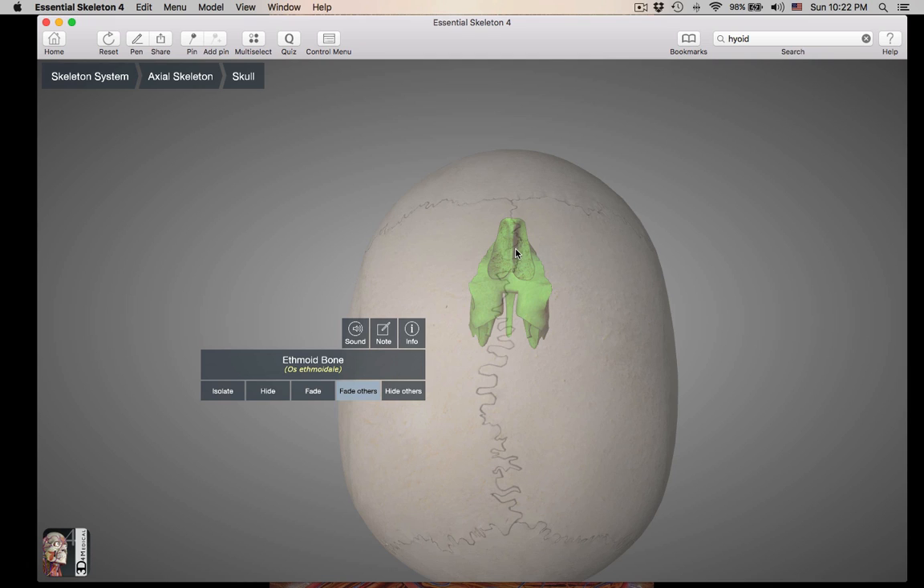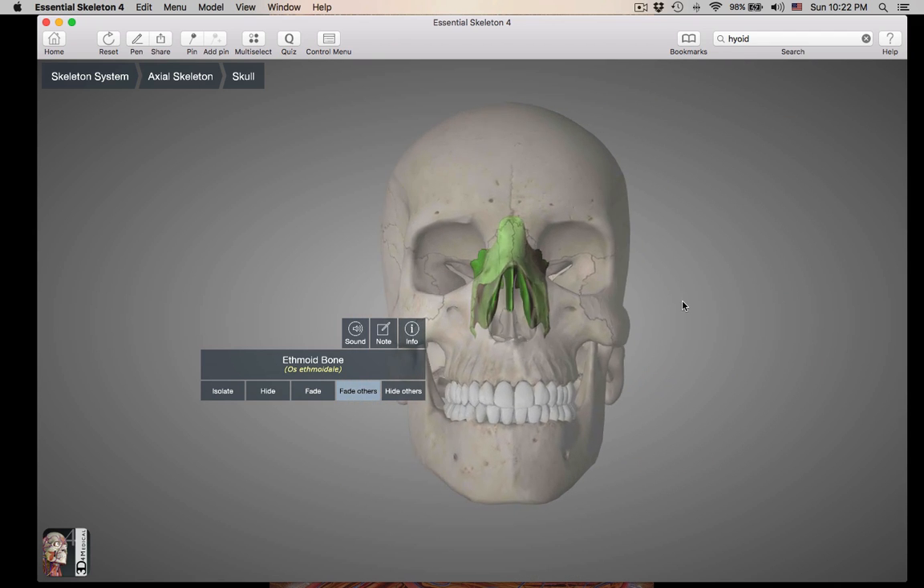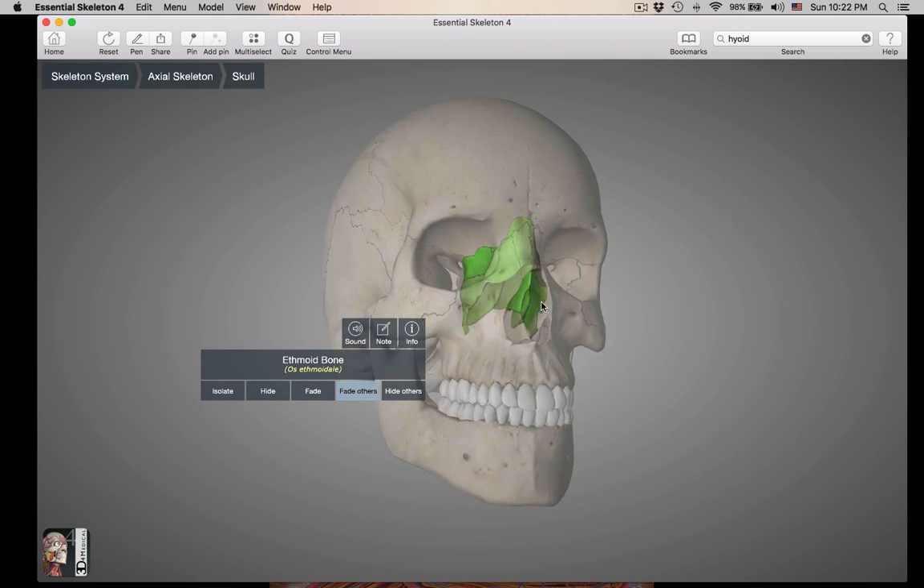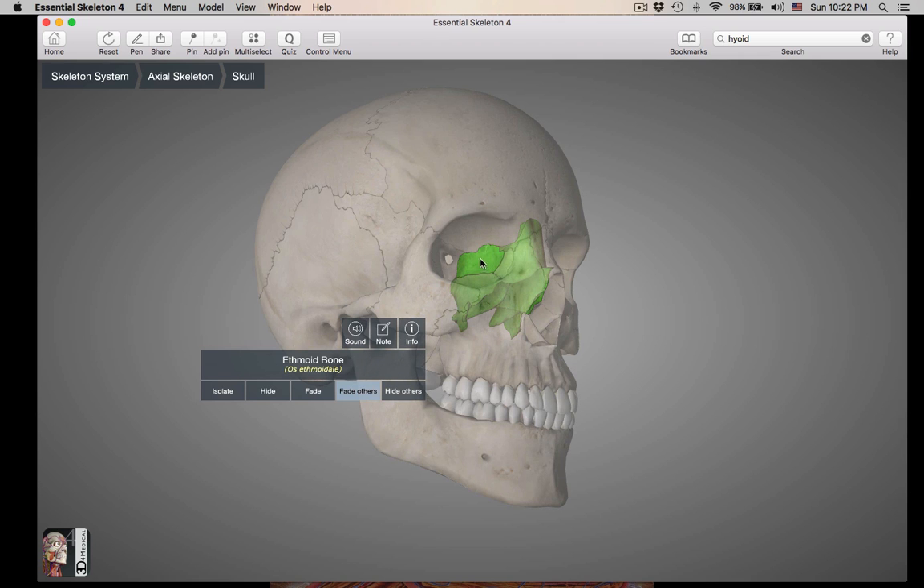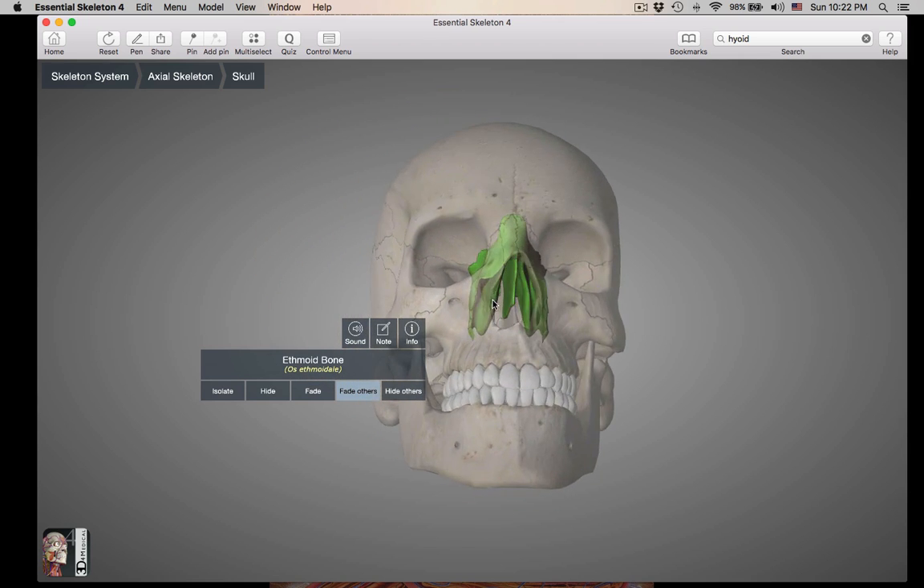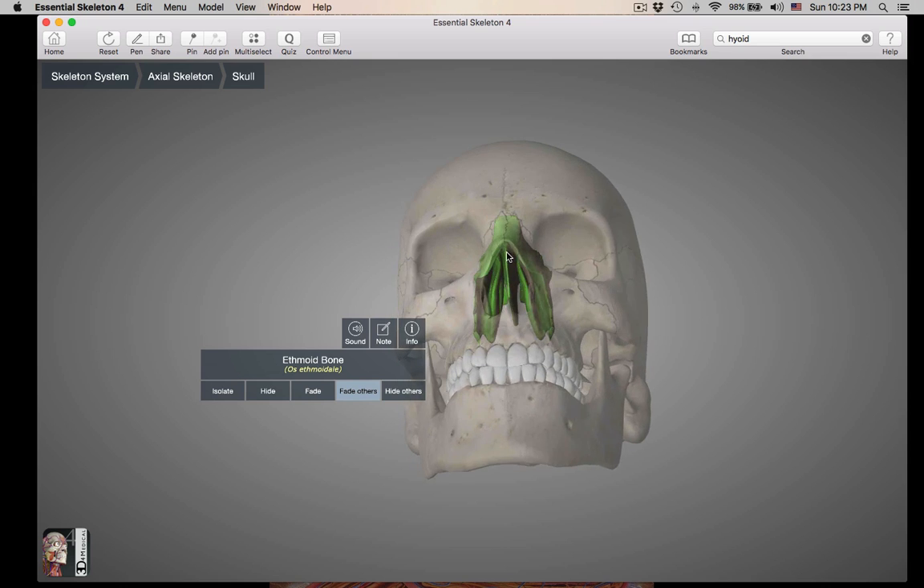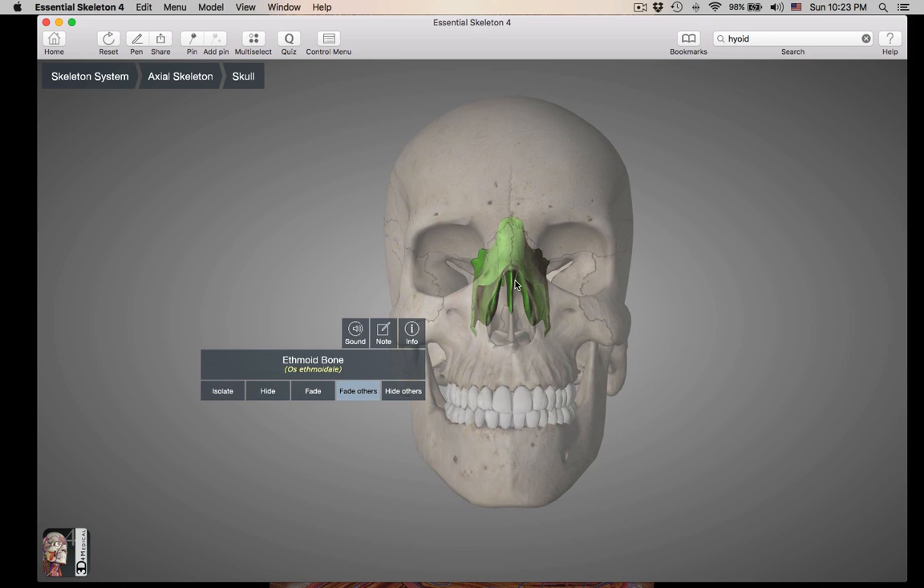So the ethmoid bone has quite a bit of things. The cribriform plate, the crista galli, the perpendicular plate, which is helping to form the nasal septum, the orbital plate, it's contributing to the orbit of the eye, and the superior and middle nasal conchae. Conchae is plural. Here is the middle, the superior, probably not going to be able to see. So that is the ethmoid bone.